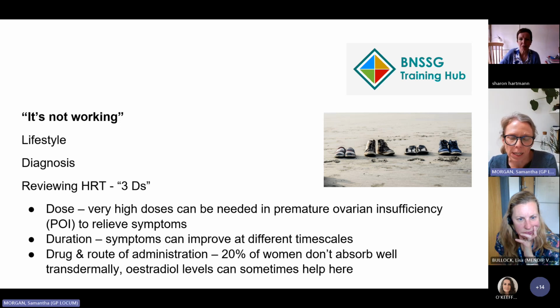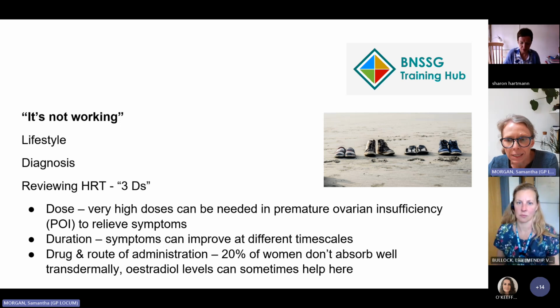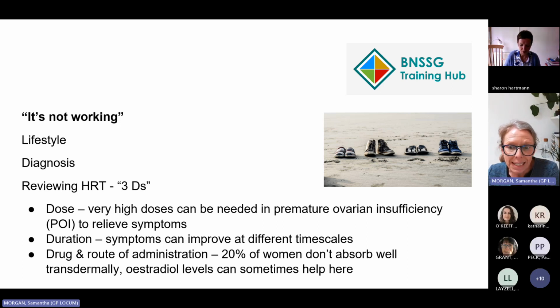The duration can be tricky too because symptoms can improve at different timescales. Things like hot flushes and night sweats may respond within a couple of weeks, but other symptoms, particularly things like anxiety or mood-related change, may take 3 months or so. And then urogenital symptoms can take up to a year to improve sometimes.